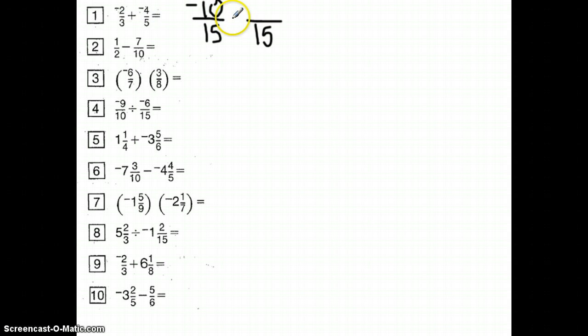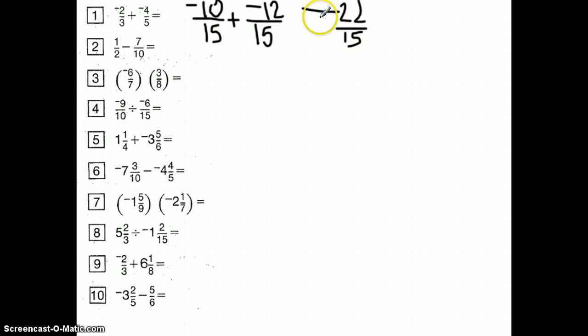Then I look here, I've still got a plus, but this is negative up here. And then 5 times what gives me 15? So 4 times 3 up here gives me 12. From here, I'm doing good. Negative 10 plus negative 12 gives me negative 22 over 15. And can I leave it that way?